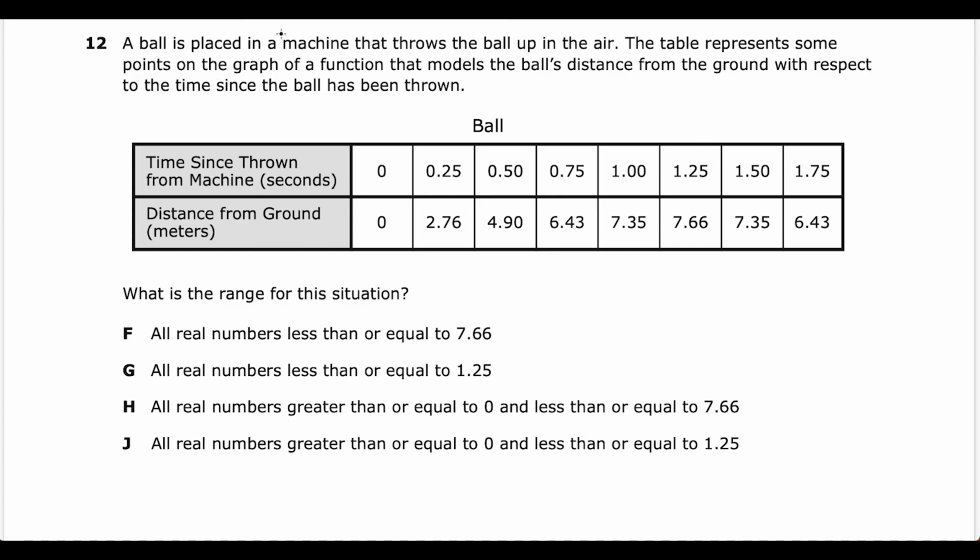So question 12, we have a ball was in a machine and was thrown up in the air. And the table represents some points on the graph of a function that models the ball's distance from the ground with respect to time. So one thing to point out here is that they're saying, what is the range for this situation? The domain always refers to the independent variable, which in this case is the time since the ball was thrown from the machine. And then the distance from the ground represents the range. This is acting almost like the x and y values here.